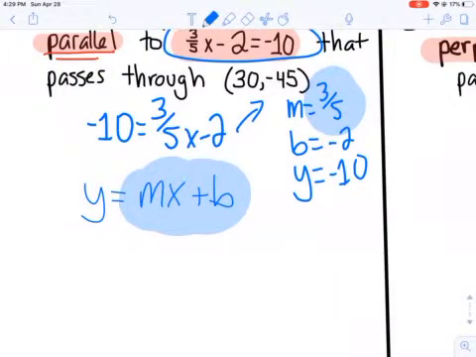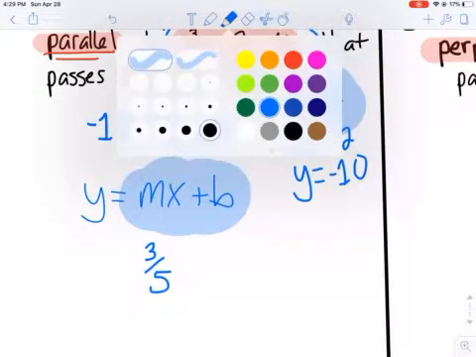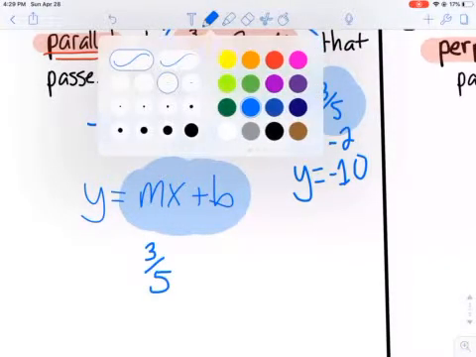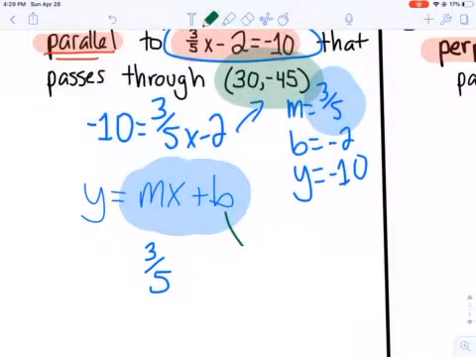Now, I know that lines that are parallel have the same slope. So for this new equation I'm going to be writing, I'm going to plug in 3/5. But here's another twist here. It has to go through the point here of 30, negative 45. A lot of people would be tempted to throw in negative 45 for b, but b represents your y-intercept, or y's value when x equals 0. And guess what? X does not equal 0 here. X is quite a big number.